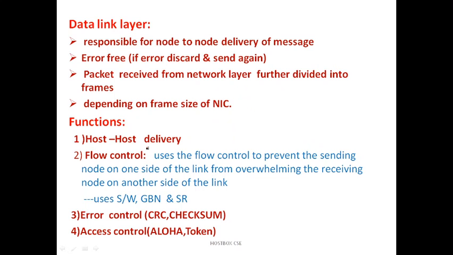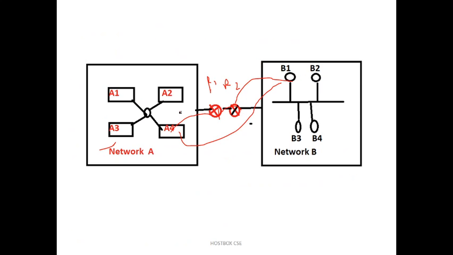The next point is flow control. Flow control is used to prevent the sending node on one side of the link from overwhelming the receiving node on the other side of the link. Take the example of a mobile phone. Suppose you have a lot of messages; you can set a buffer and meanwhile delete the previous messages you don't want. Here also, whenever a network sends bulk messages continuously, there should be control. Node-to-node flow control is monitored from A4 to the router, then R1 to R2, R2 to B1, and so on.